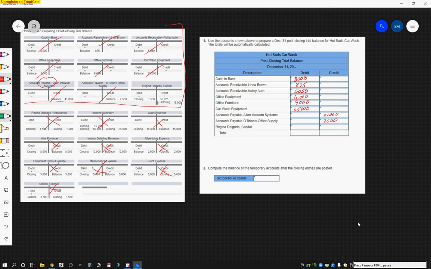Now, if you were clever enough, you would know what the difference is, right? The difference between these two accounts is going to be the balance of the capital, because all of these temporary accounts have been closed and moved into the capital account, whether it's a net income or a net loss. The capital account balance, you can see that the capital is $50,000.